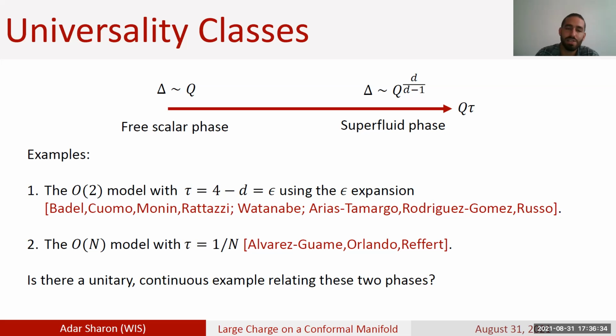The problem is that both these examples are not 100% satisfactory for our purposes. The first example, because the parameter we're changing is a dimension, which is a weird parameter to change in your theory. And in the second example, n is a discrete parameter and not a continuous one. So what we want is a unitary example with a continuous parameter where you see this transition.